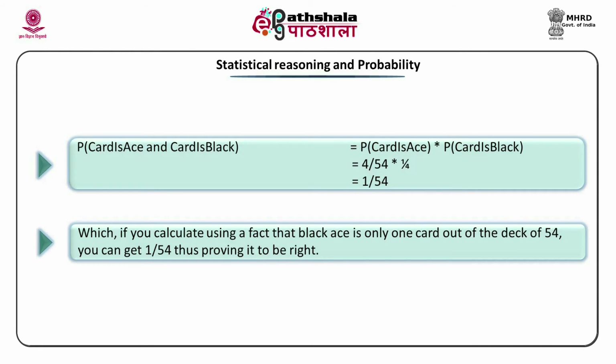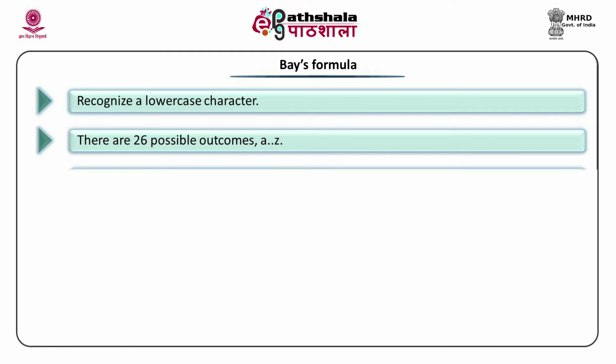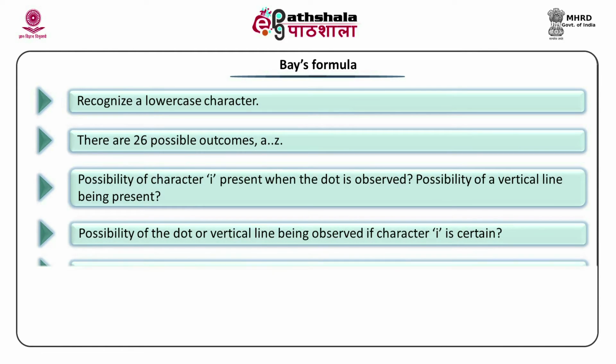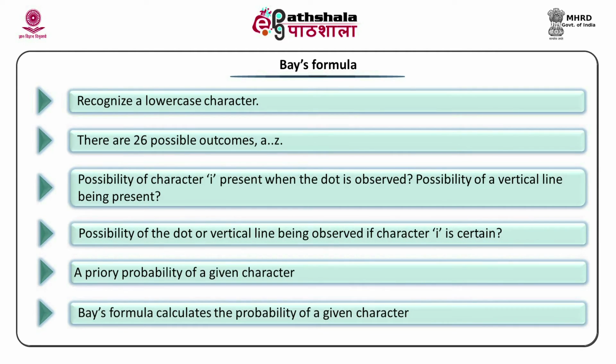Okay. One very useful formula which is used in expert systems is called the Bayes formula. This Bayes formula is a very good method of determining something based on statistical reasoning. For example, if I am talking about a character recognition system, if I pick up a character and I notice a few things about that character.